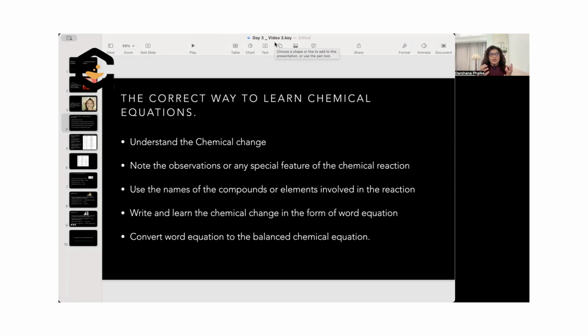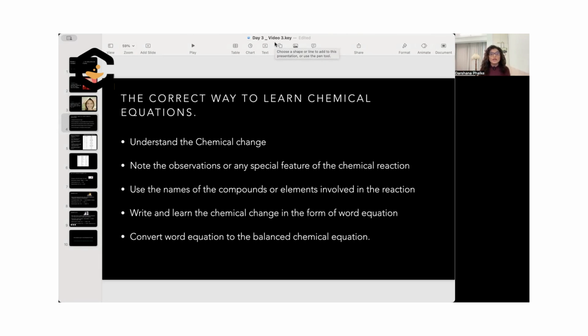I'll give you one example. We are going to see some examples also. If I take a flask of water and in that I add sodium, the observation is we will get some violent reaction and you will get sodium hydroxide and hydrogen.